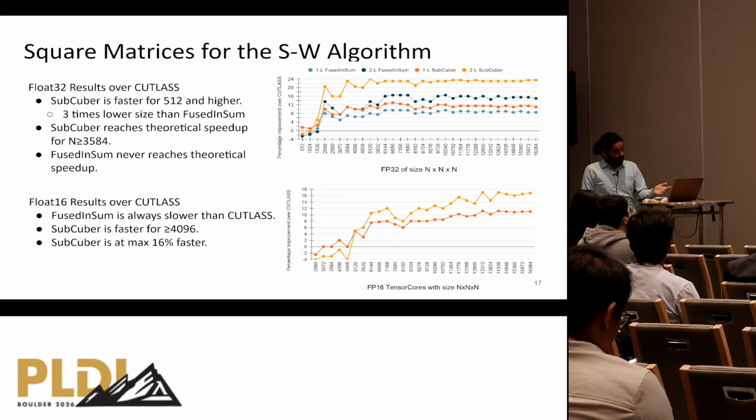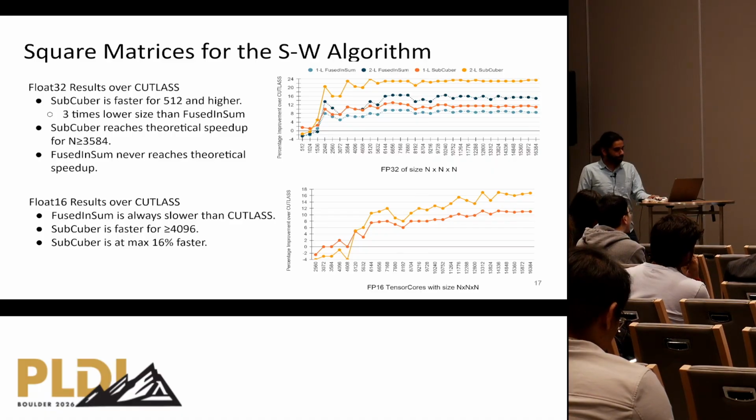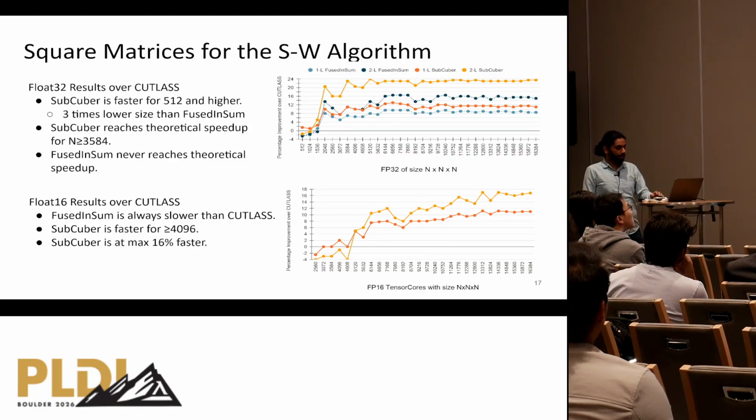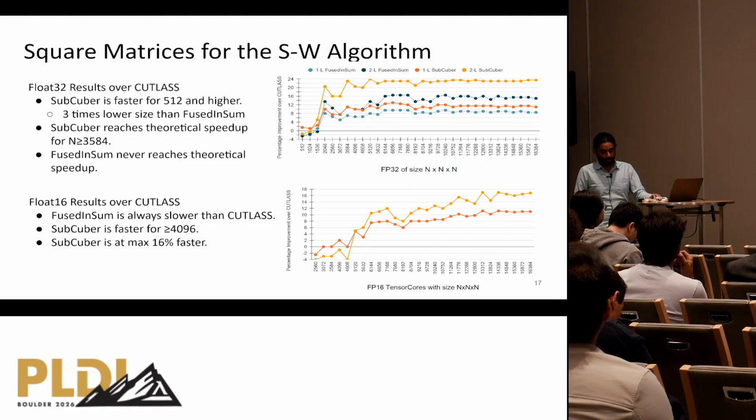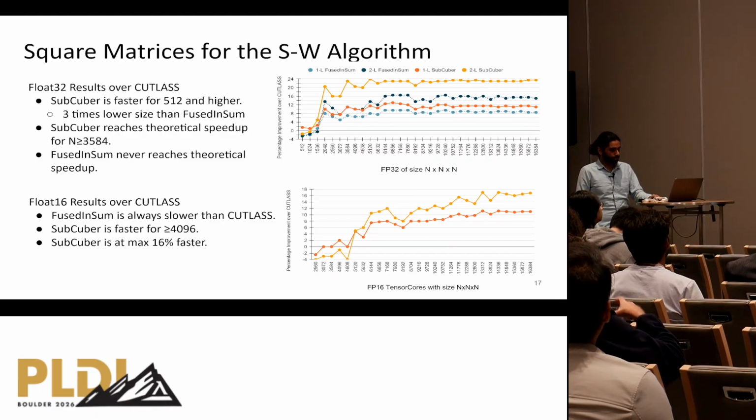And we also have this float 16 results that uses tensor cores. The problem with tensor cores is that they are 16 times faster as compared to the CUDA cores. So the memory to compute ratio changes drastically, and that is why the size where SubCuber is faster is 4096. And although for the first level it reaches around 11% or 12%, for the second level it is only 16% faster. So there is still a gap to close.